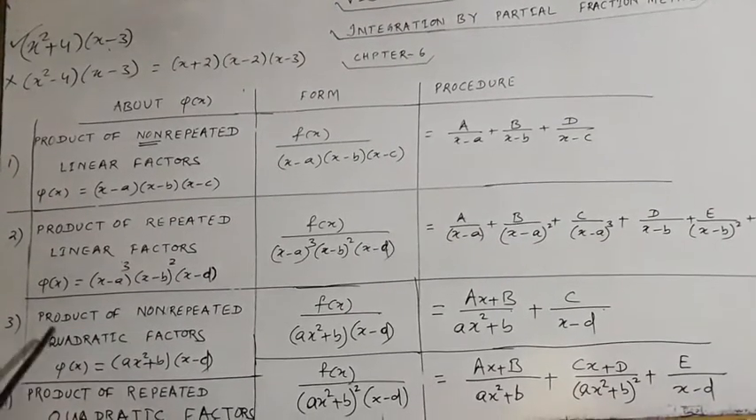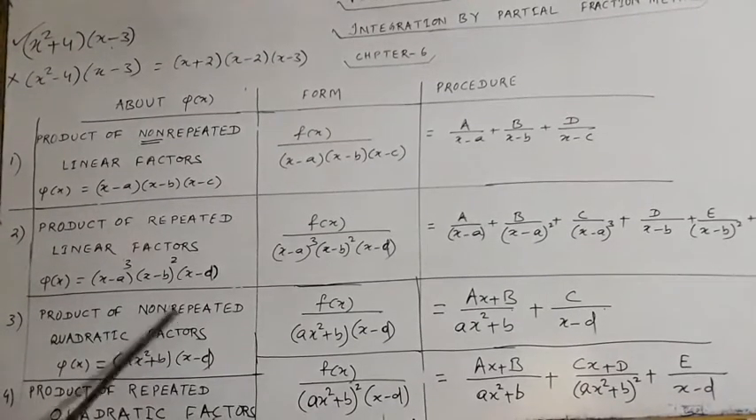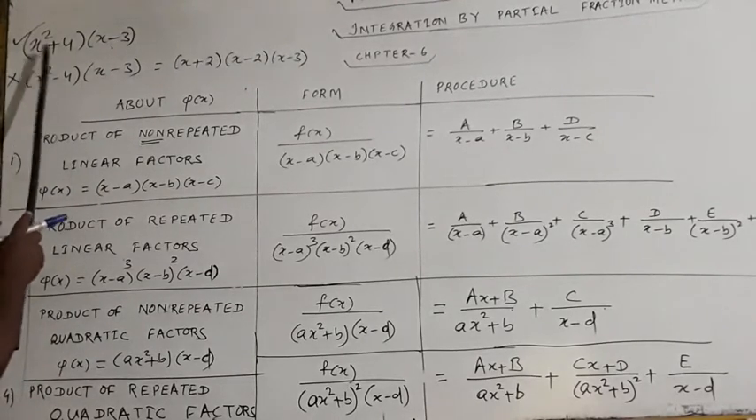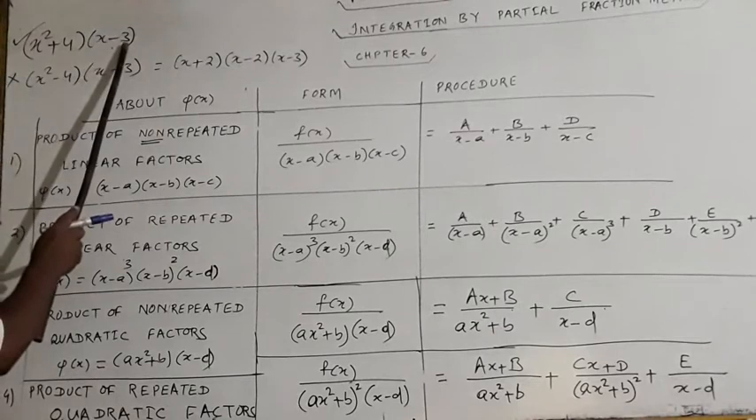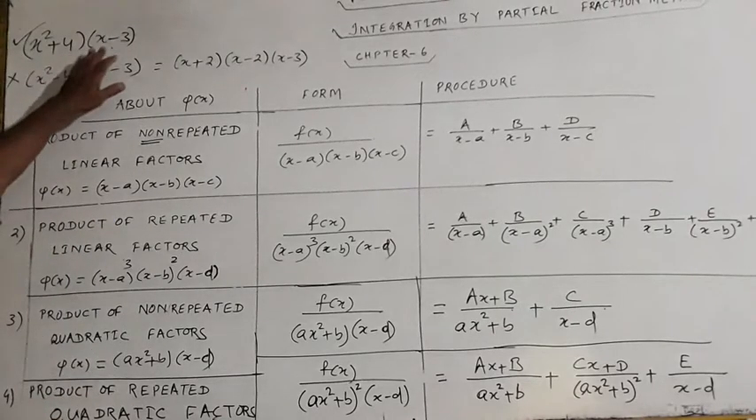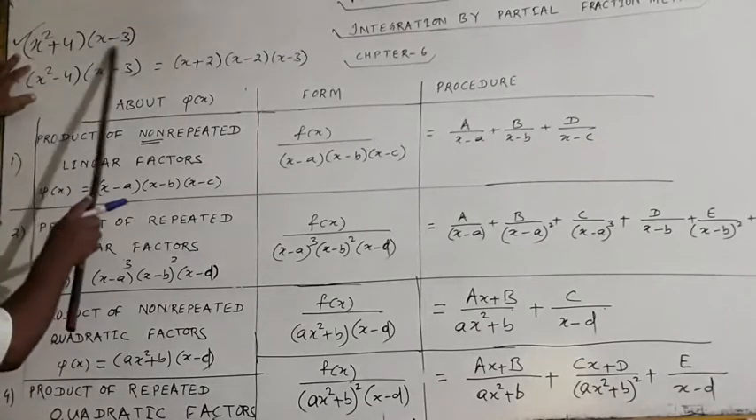Now for example of this case 3, product of non-repeated quadratic factors, I am taking 2 examples. Suppose I am taking x square plus 4 into x minus 3. This is quadratic, this is linear, and this quadratic is not repeated. This quadratic is not repeated, so it is called non-repeated quadratic.